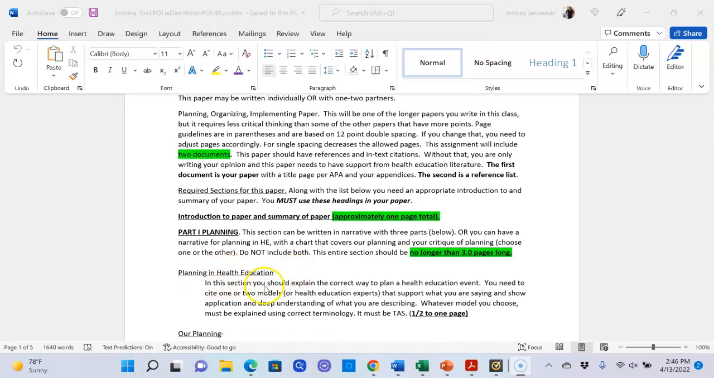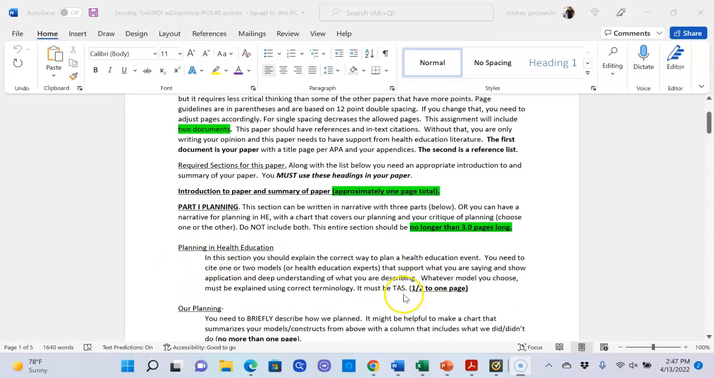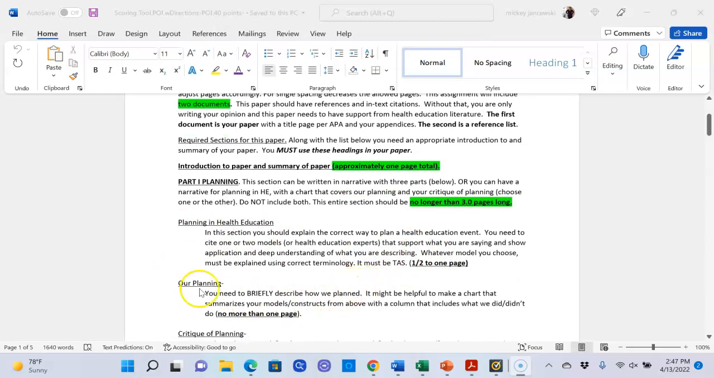So the first part is planning and health education, and you should talk about the correct way to plan based on a model or theory that you either know or that we went over in class. There's lots of models and theories beginning in unit 1 all the way through to unit 3. There's models in your books, and you also have other access to models that our information is in Blackboard. So what does this model say is the correct way to plan? That'll be a half to 1 page, but it'll be about a paragraph if you do a narrative.